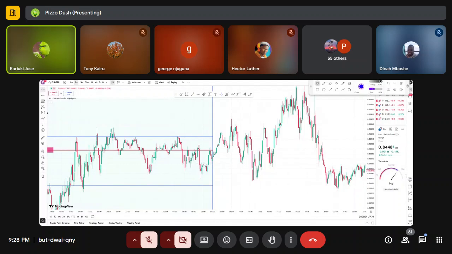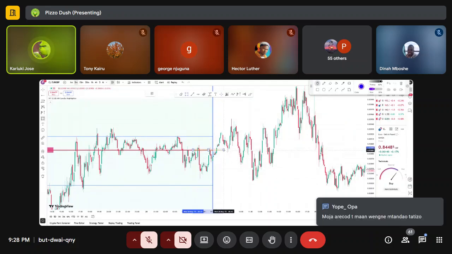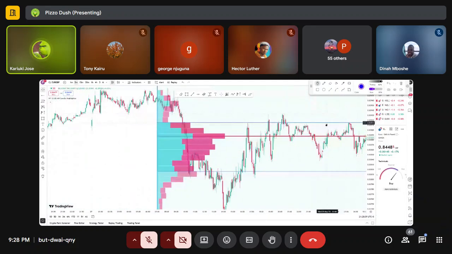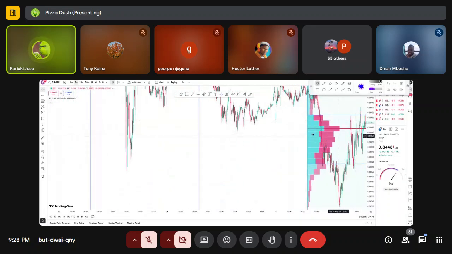So we expect this kind of retest in case of a breakout. So mostly, I draw a line here, on this line here. Then we expect this kind of retest on the next trading day when the price goes back to that zone.